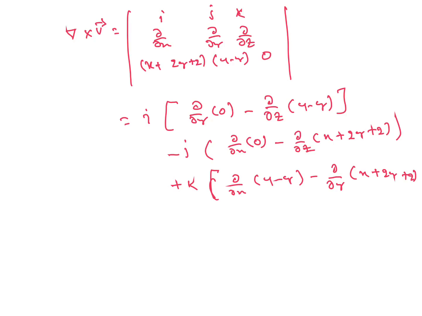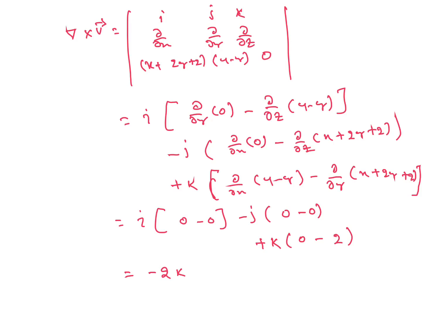So 0 minus 0, minus j cap into 0 minus 0, plus k cap into 0 minus 2. So it's minus 2 k cap, which is not equal to 0.